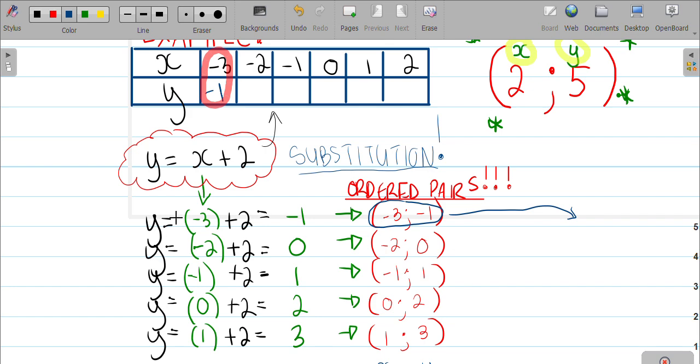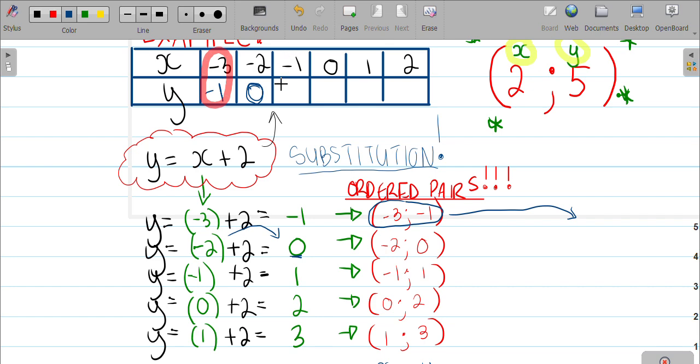All right, so what are we going to substitute next? -2 into the equation. So y is equal to, we're going to substitute -2 for x plus 2. So -2 plus 2 equals 0. So then we found another ordered pair. When our x is -2, our y answer became 0. So this is our other ordered pair. When x is -2, our y is 0. All right. And then let's carry on.